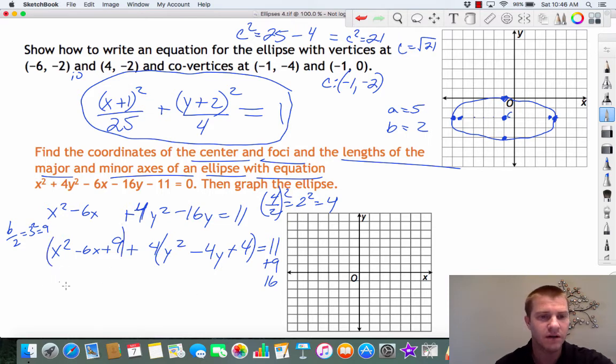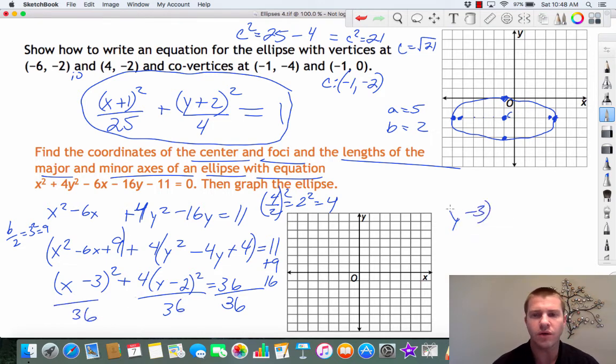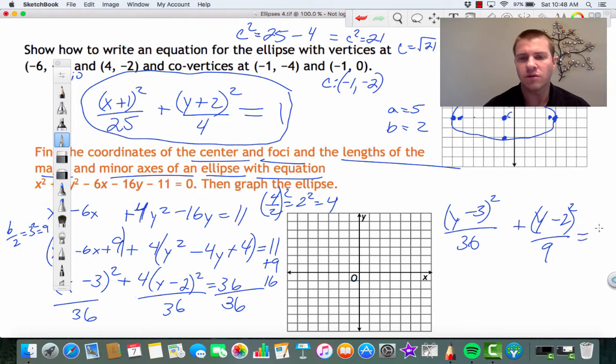So this part factors into x minus 3 squared, and I have 4, and this factors into y minus 2 squared is equal to, that becomes 20 and 36. And if you remember, the equation is always equal to 1. So to get this to equal 1, I'm going to divide by 36 to everything. So this becomes x minus 3 squared over 36 plus, and the 4 and 36 reduce, so that becomes y minus 2 squared over 9, and it's equal to 1.